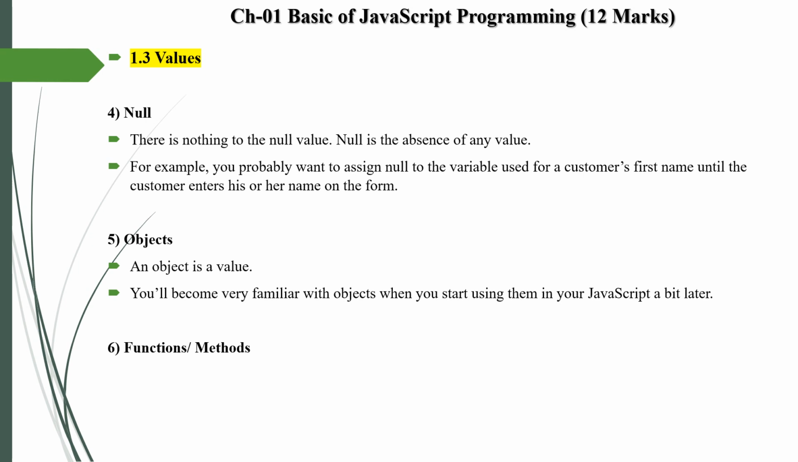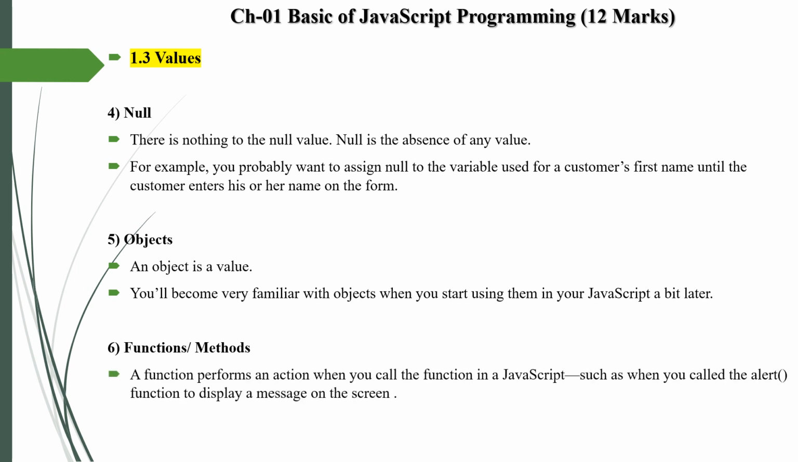Last type is function and method. A function performs an action when you call the function in JavaScript, such as when you call the alert function to display a message on the screen. Simply, a function is also called a method, and when you call the function, at that time the instructions are executed.